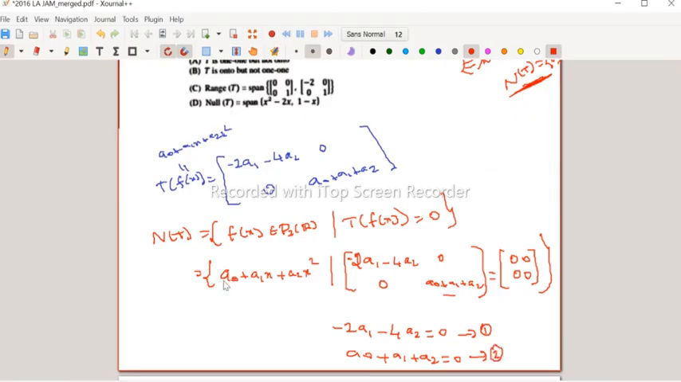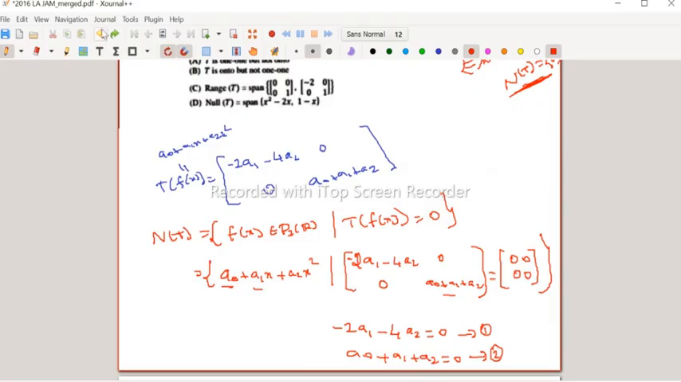Now we try to check whether a0, a1, a2 are all 0 or not. If everything is 0, we get only the 0 polynomial. If at least one of the a's is non-zero, then this N(T) contains some non-zero element. Now using this condition, we have to solve these two equations and find the values of a0, a1, a2. If all of a0, a1, a2 are 0, substituting the values here, this is 0, this is 0, this is 0, we get only the 0 polynomial. Therefore, it's 1-1. Suppose at least one of the a's is non-zero, then this is not 1-1.